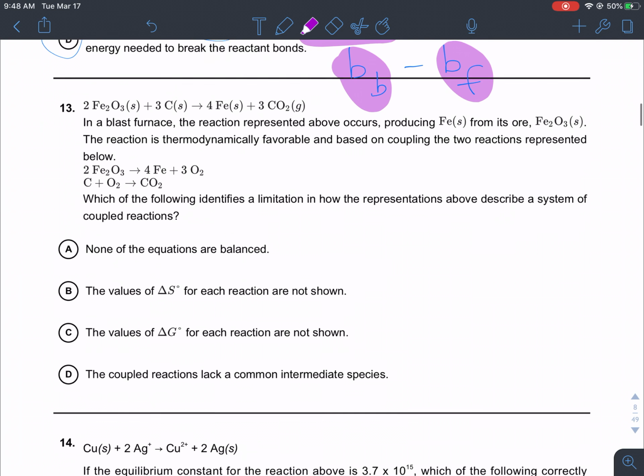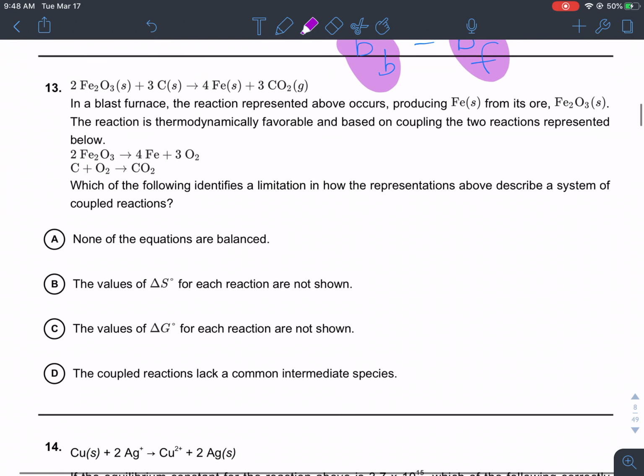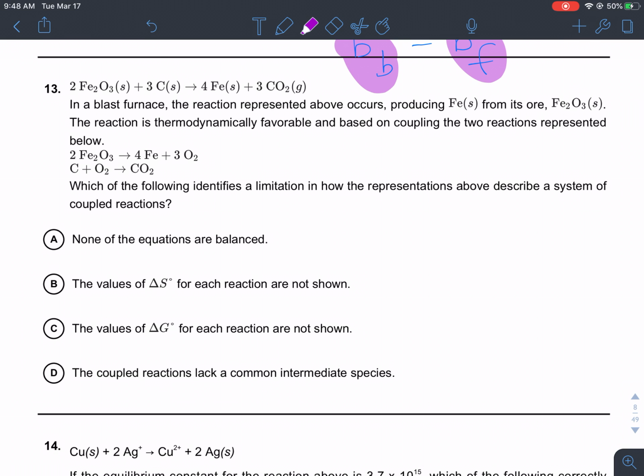Okay, number 13. In a blast furnace, the reaction represented above produces Fe from its ore, iron oxide. The reaction is thermodynamically favorable and based on a coupling of two reactions represented below. Which of the following identifies a limitation in how the representations above describe a system of coupled reactions? I'll be honest, I didn't really know what these words were saying. I was like, what is the limitation in how the representation describes it? The answer here is C, and I'm just going to leave it at that.